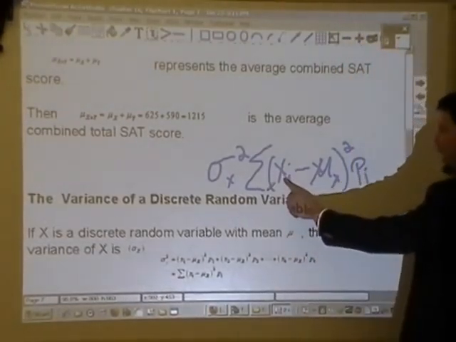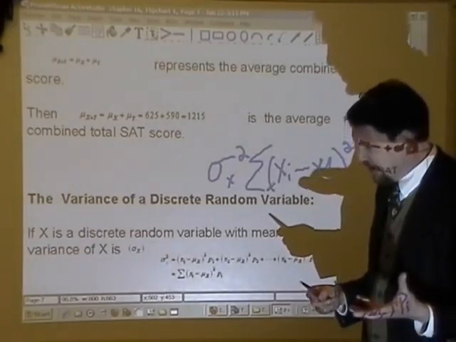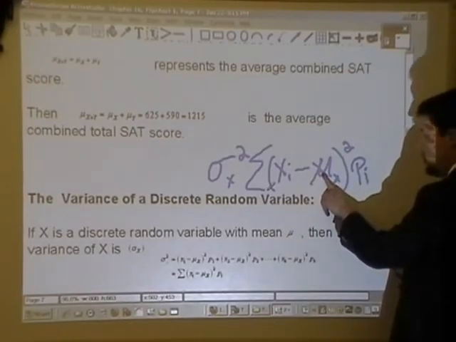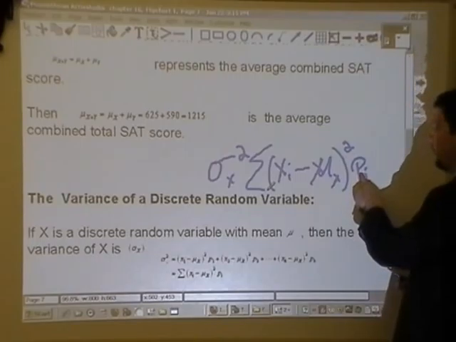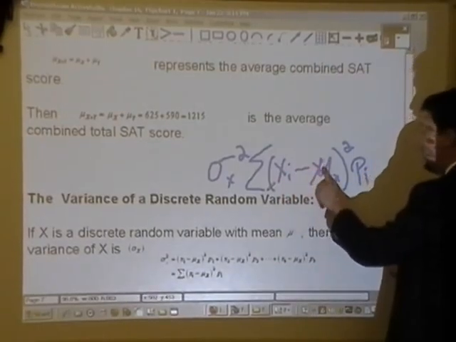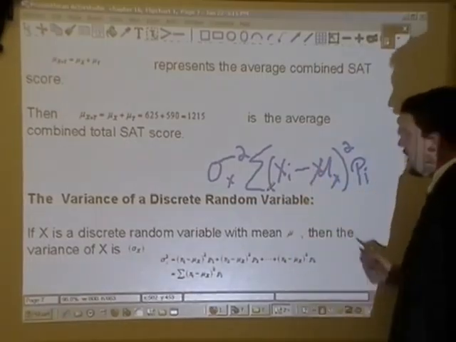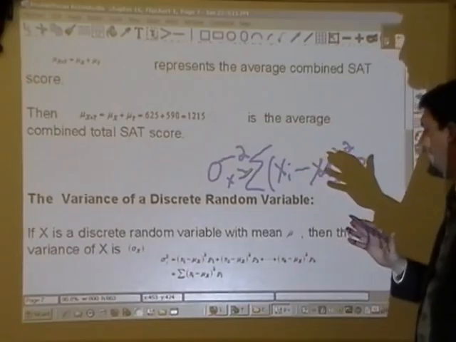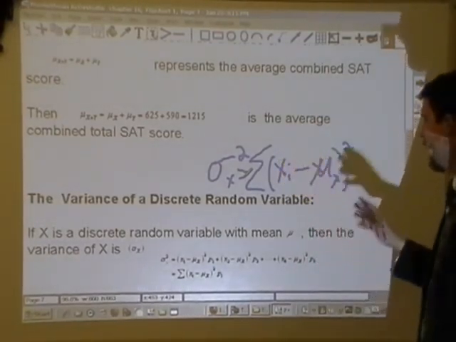So I take the first x, I subtract the mean, like for our dice one, I say my first value is 2, I'd subtract the mean of 7, I would square it, then I would multiply it by the probability of 1 over 36. And then I would do the same thing for 3. 3 was my second value. 3 minus 7 squared times 2 over 36. And I would add all those together, and that would give me the variance. And then if I wanted the standard deviation, I would then have to take the square root of that.